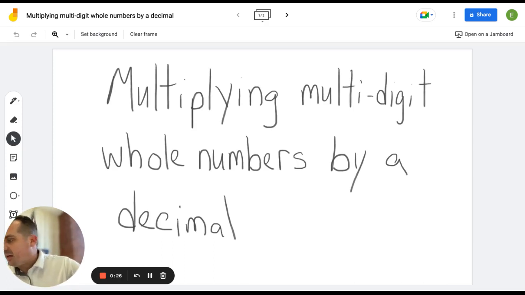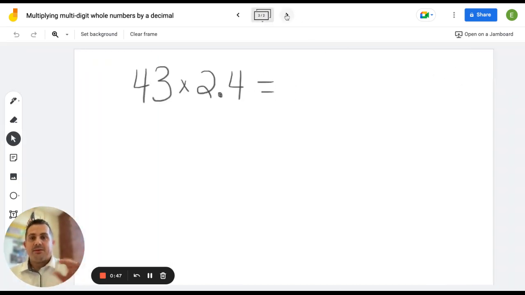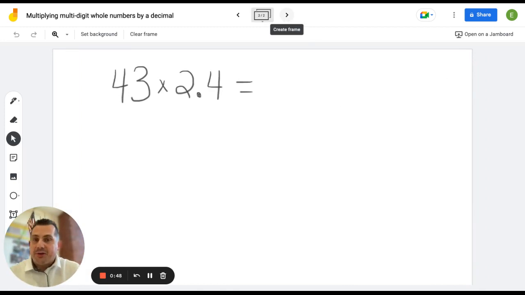Let's look for an example here. So let's do the example that we're going to be going over in class. Let's do 43 times 2.4. So 43 times 2 and 4 tenths.